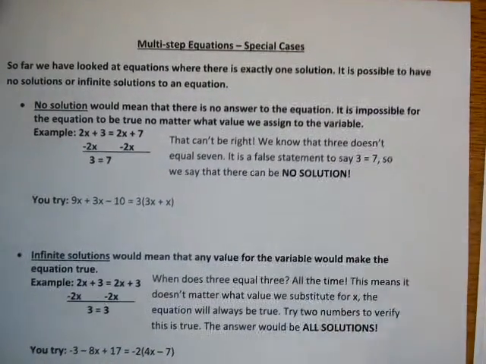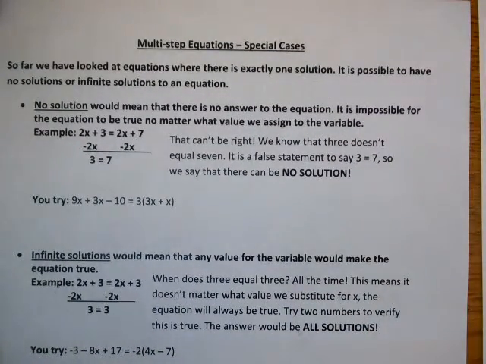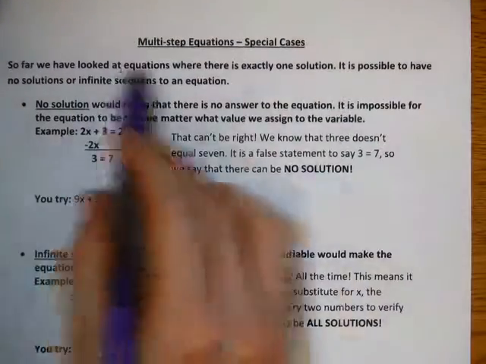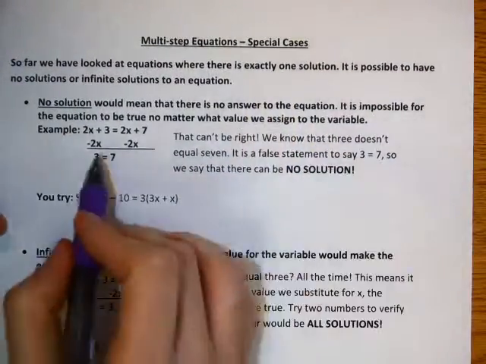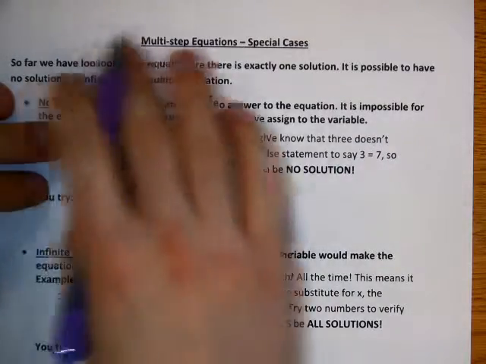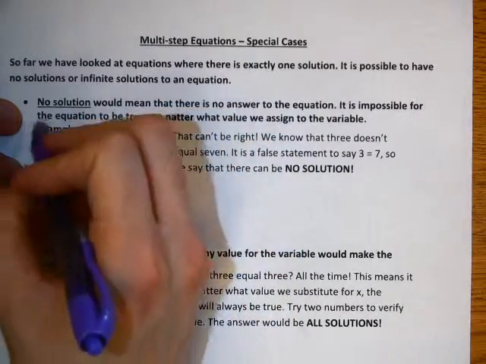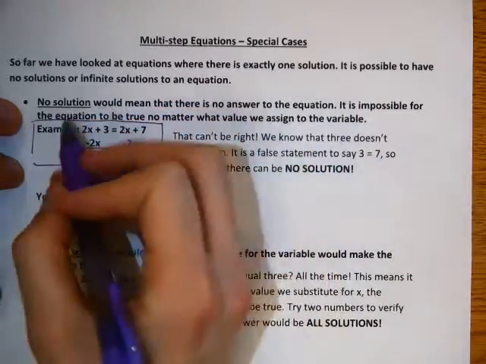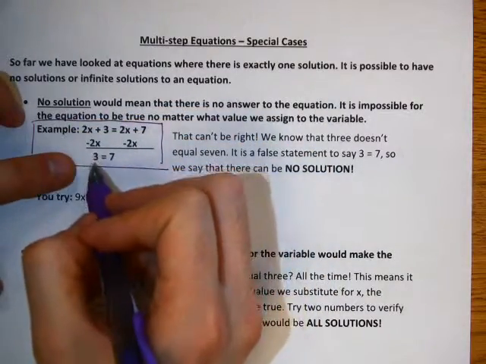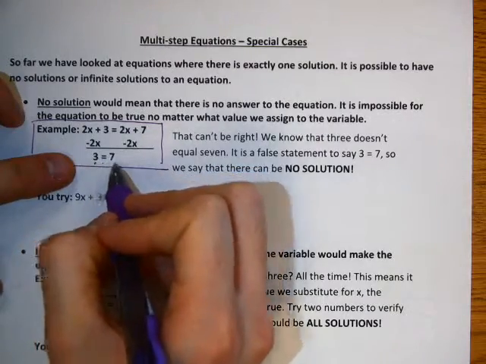So what happens in special cases? What happens if, let's say, you come to the end of solving a multi-step equation and you get something weird like this? I know there's a lot of words up here, but look at these numbers right here. Look at this part right here. What happens if you're solving this multi-step equation and you come to this conclusion, 3 equals 7?